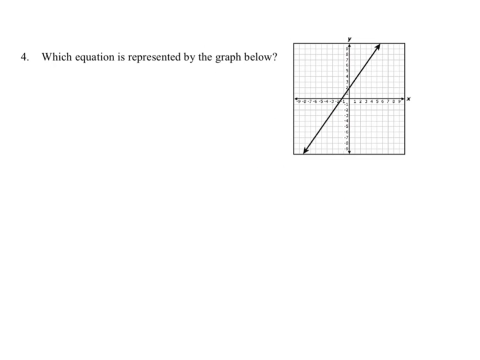Number 4, which equation is represented by the graph below? The line is cutting through the y-axis at 2. That is what we call the y-intercept, or b. In your equation y is equal to mx plus b, b for this particular graph is 2. Notice as well that the line is going up. That is what we call a positive slope.